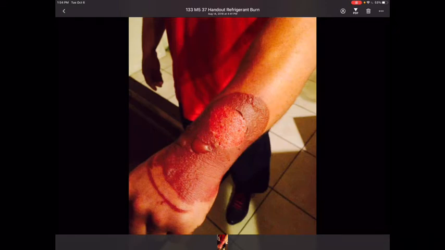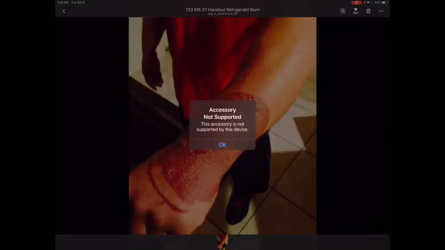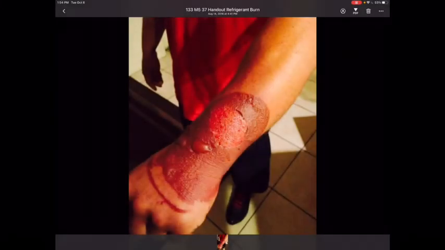But here's an individual who had an issue with a refrigerant burn. Some of the liquid refrigerant was spraying out and kept spraying out, and it literally burned. It gives you this burning sensation, and it's literally kind of boiling your skin off, almost like a frostbite, but very, very concerning that you have to really watch that.